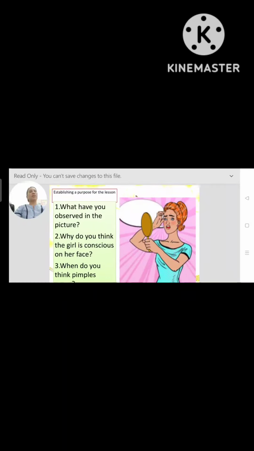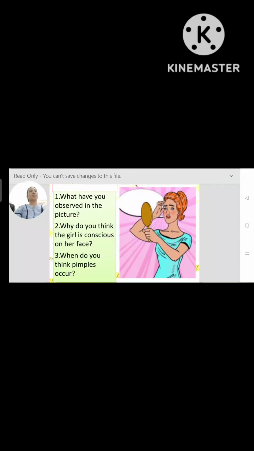Did you see the picture, class? What is in the picture? What have you observed in the picture? Why do you think the girl is conscious on her face? When do you think pimples occur?